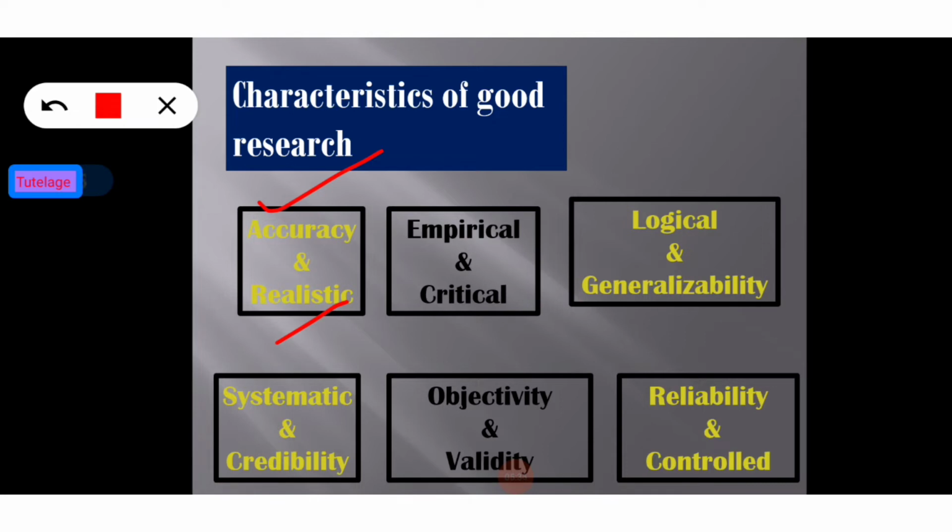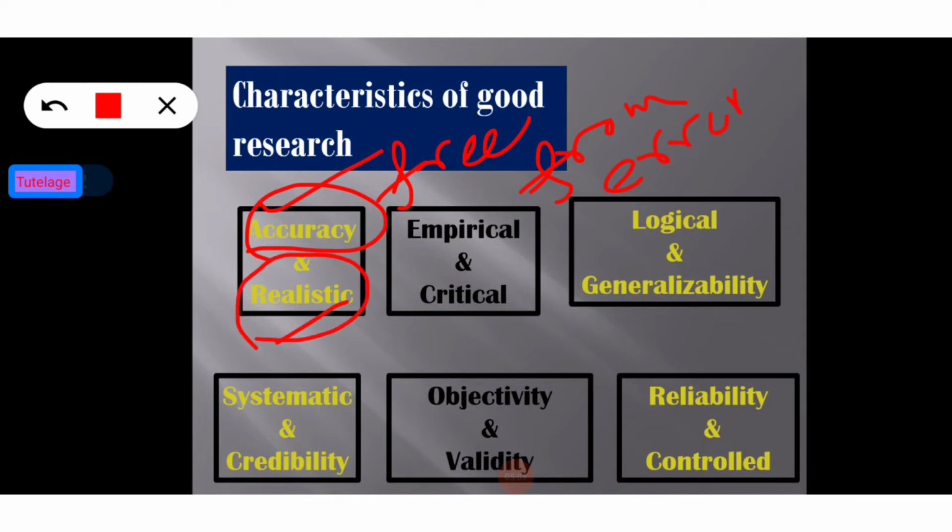It depends on whether the research tools have been selected carefully or not. Attention should be paid at every step to avoid error. Non-accurate research will yield only spurious results. Okay. So accuracy means free from error. Now going to the second characteristic, that is realistic.